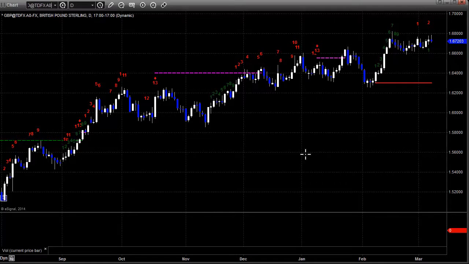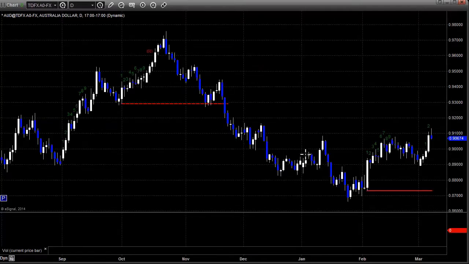And then let's take a look at the Aussie dollar. Not much going on there. A little pop as well. Pound moved the least out of the three, obviously.